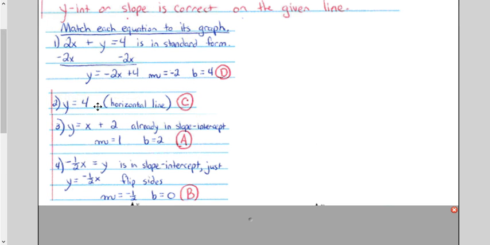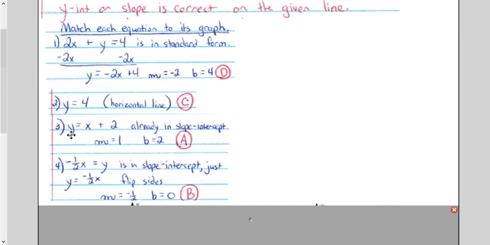Let's look at number 2. You'll notice this one, it's an odd equation because there's no x on there. That's because it's going to be a horizontal line. When you see y equals a number, it's horizontal. Same thing if you see x equals a number, that'll be a vertical line.